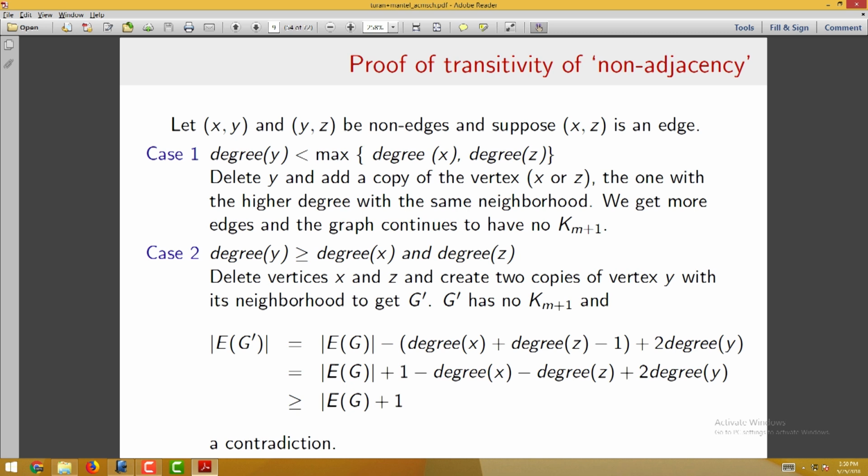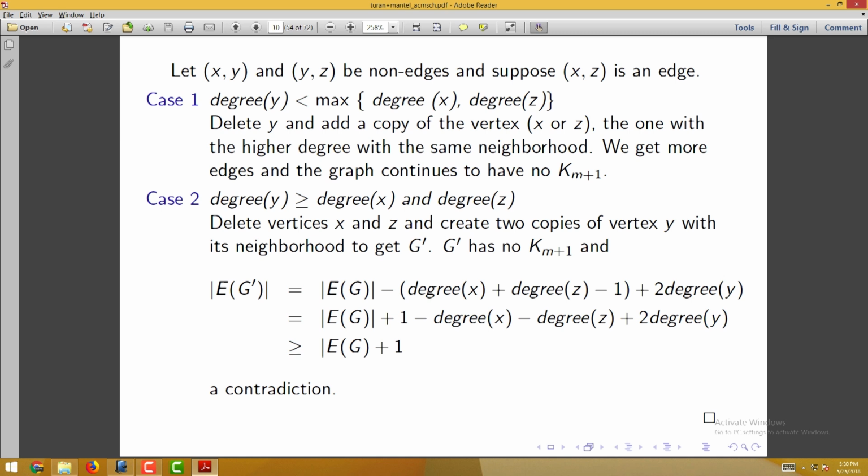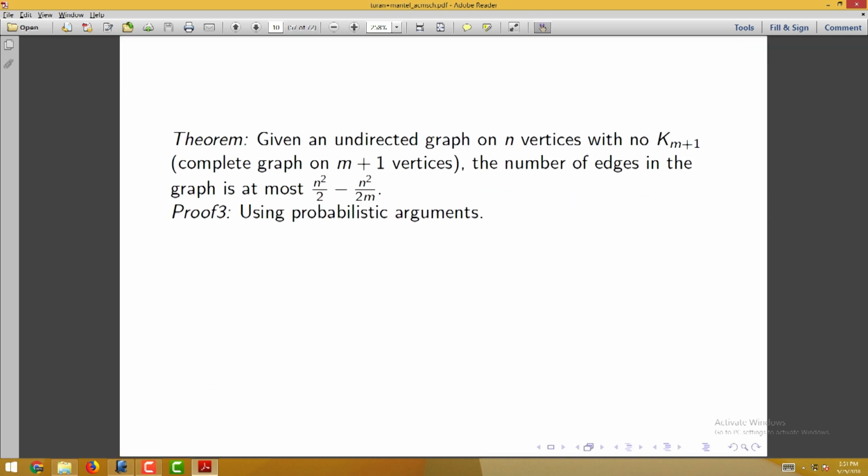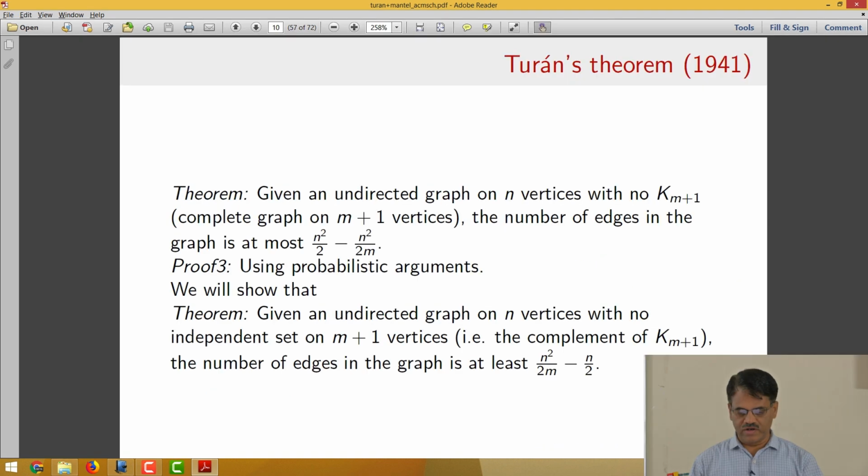Now, finally, I will give one proof which is a bit of an algorithmic, randomized, probabilistic kind of proof, and then we will conclude. Okay, so what we will show is the following, a slightly different phrasing of the same theorem. If you have a graph on n vertices with no independent set on m plus 1 vertices, then the number of edges in the graph is at least something, right.